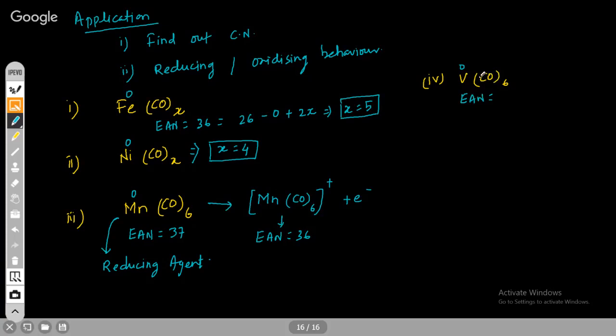What is the effective atomic number here? You'll get 35 here. Yes or no? 35 means to gain the 36 electron configuration, it has a tendency to accept one electron and form VCO6 with one negative charge. It means it is getting reduced. So this molecule is behaving as what? Oxidizing agent. Any doubt? Understood, all of you?